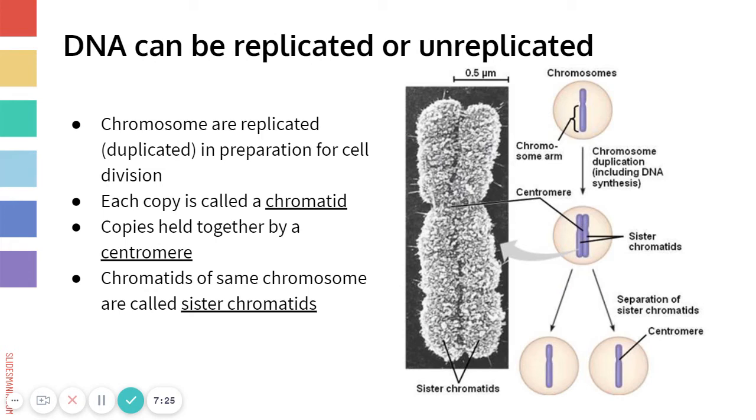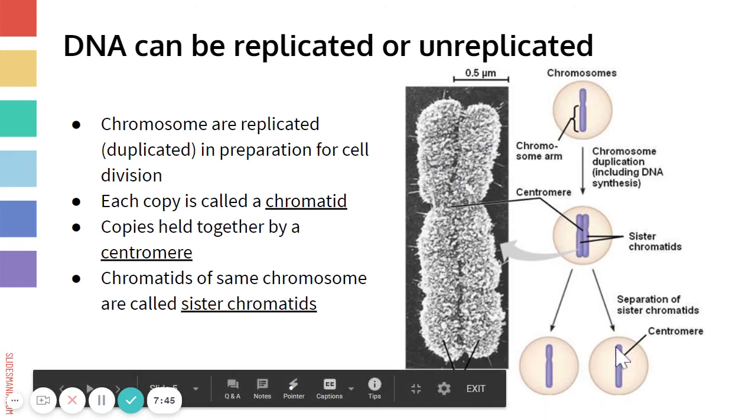Okay, and then the other question that we were thinking about was whether DNA is going to be replicated or unreplicated. So here we're showing a single unreplicated chromosome. And I was saying that before a cell divides, it's going to need to copy its DNA so that each daughter cell has a full set. If we're making two cells out of one, we're doubling the number of cells we have, so we also need to double our genetic material.